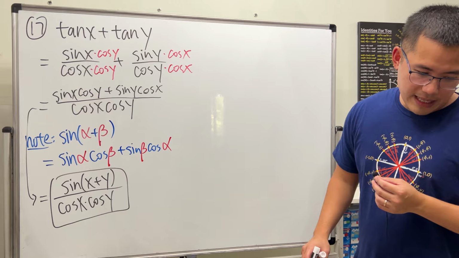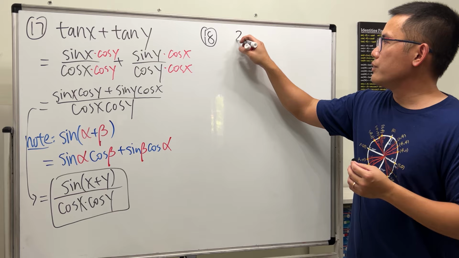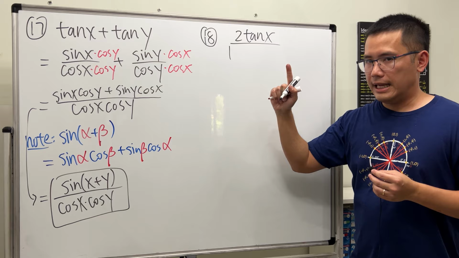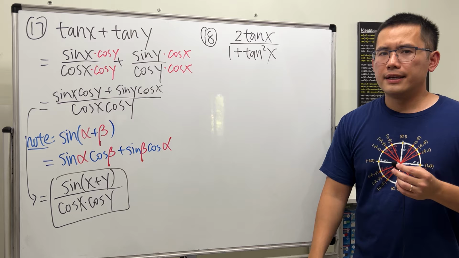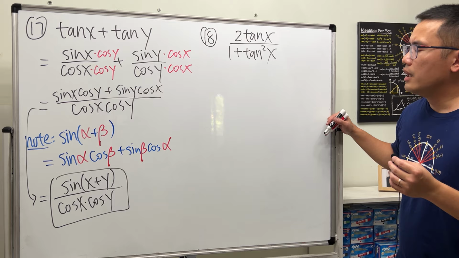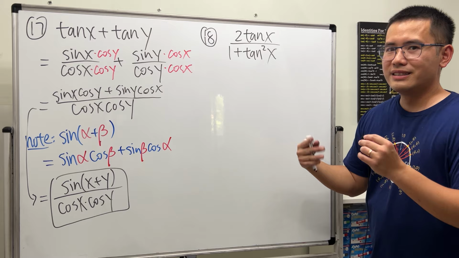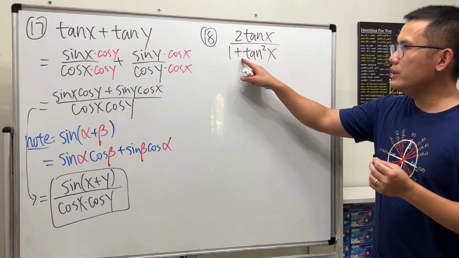All right, number 18. We have 2 tangent x over 1 plus tangent squared x. Again, you might be wondering if there's a type of this thing. The truth is, if this is a minus, then this is just tangent of 2x. That's the double angle identity for tangent. But the question is really asking you when there's a plus in between. So what do we do?